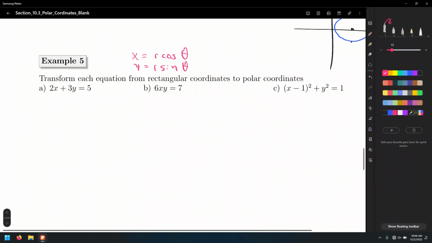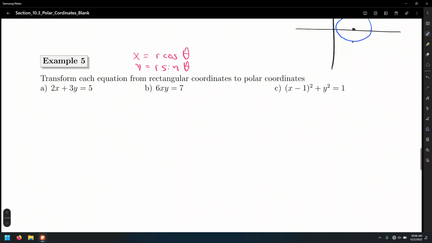That is 2x, well, in this case x is r cosine theta, plus 3y, which is r sine theta, equals 5. In this case, the idea is to transform an equation y equals f of x into an r equals f of theta. In other words, all we have to do is solve for r.